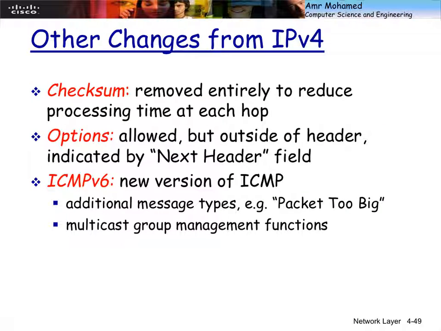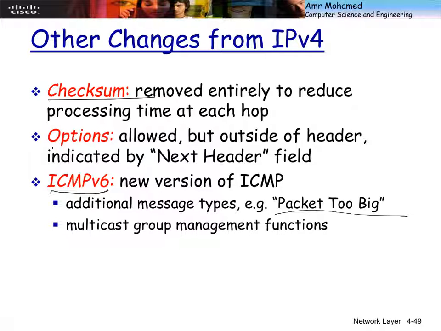So these are the changes. They have removed the checksum completely, which is what we have discussed. They have removed the options field. And now we have ICMP version 6, which in addition to ping and traceroute has some other types of messages, like packet too big, which is the workaround when you don't have fragmentation.